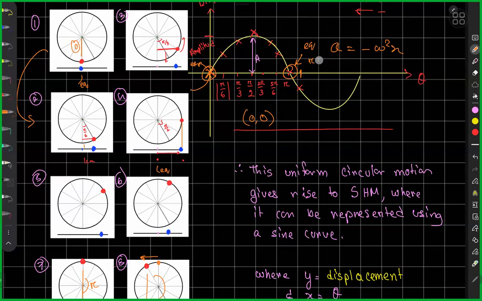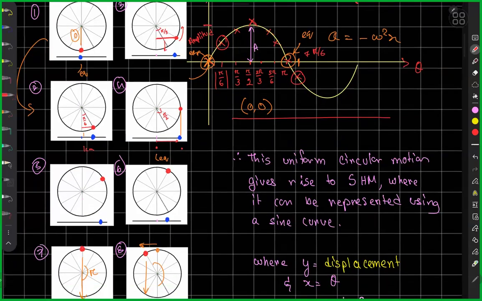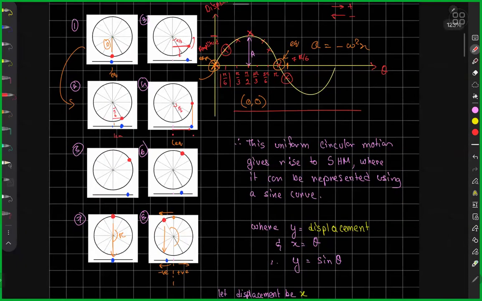7 pi by 6 basically. Okay. 7 pi by 6. So at this position and at this position, we have the same magnitude of displacement, but in opposite directions. If you compare this image and this image, both are simply moving in the opposite direction.